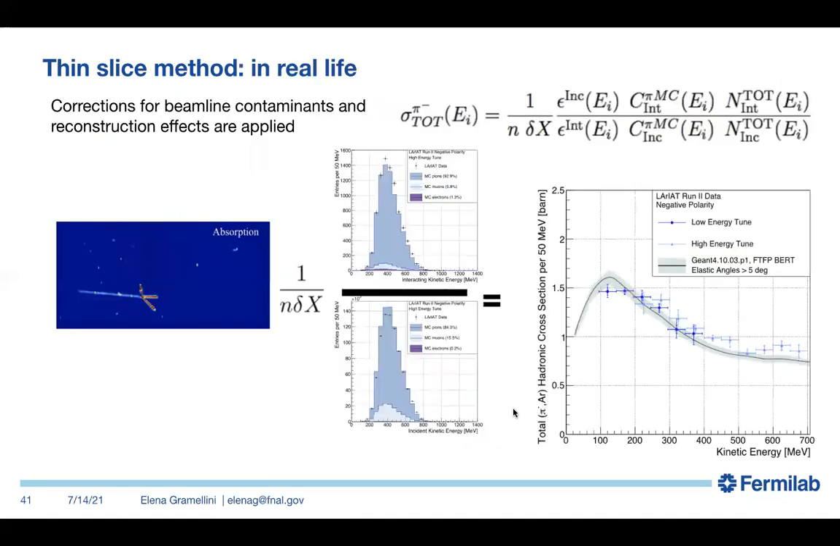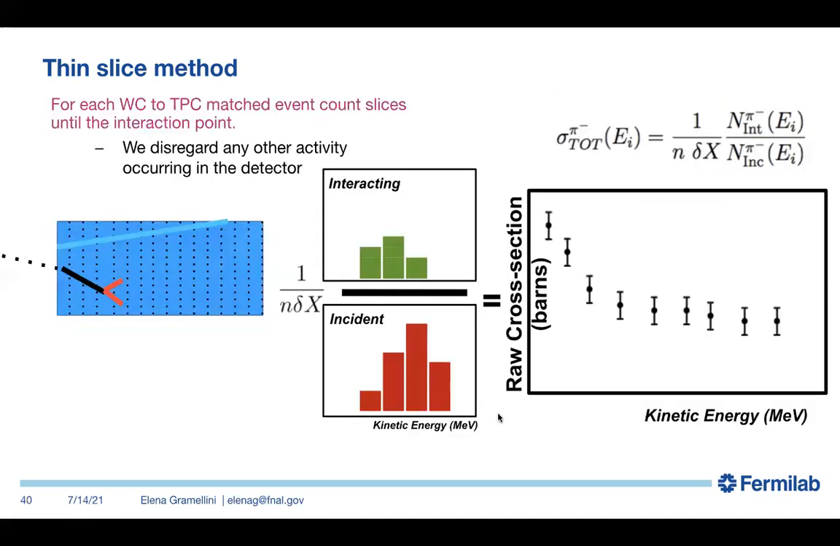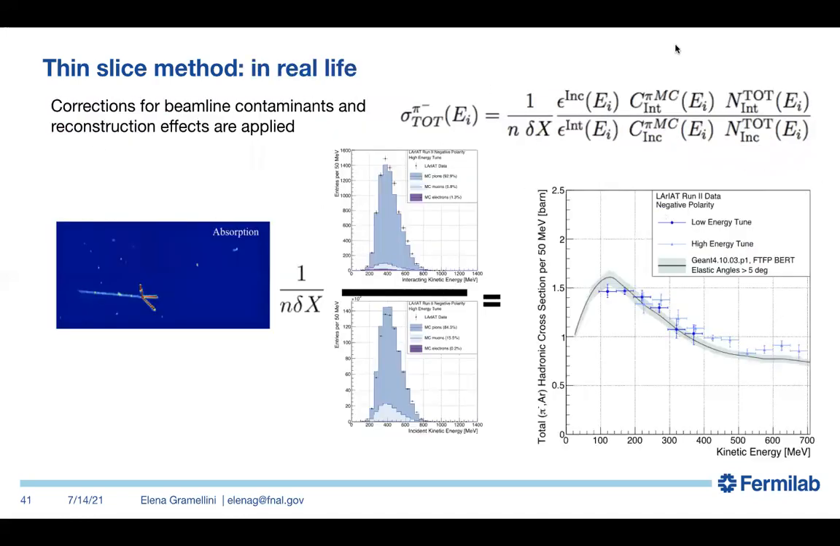are more complicated than this. The formula that we actually use has a bunch of corrections because, again, our reconstruction is not perfect. We have contaminants from the beamline, so things are a bit more complicated. But this is the method.